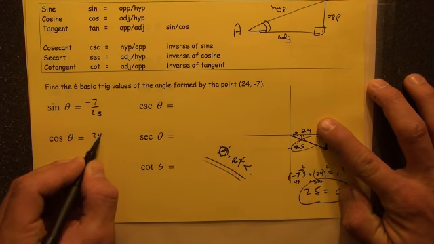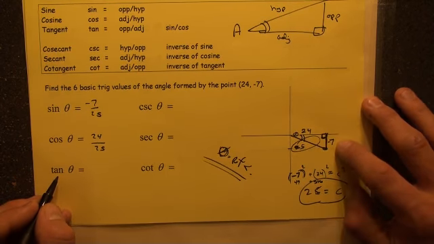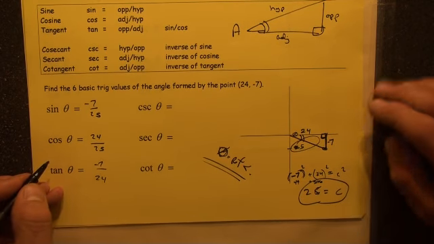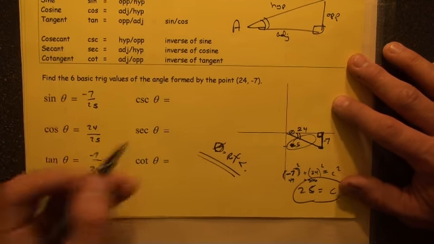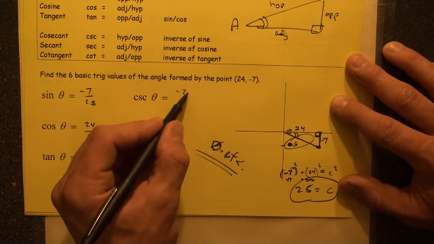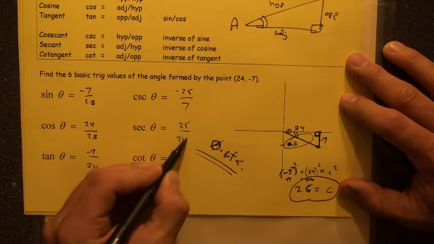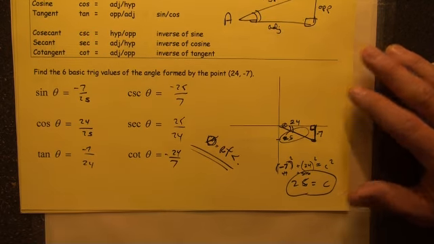Cosine is 24 over 25. Tangent is opposite over adjacent, so -7 over 24. Cosecant. Cosecant is going to be the inverse of sine. So instead of -7 25ths, it'll be -25 sevenths. Secant, 25 24ths. Cotangent, -24 sevenths.